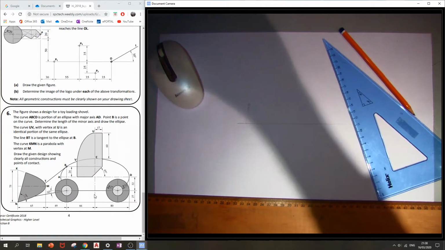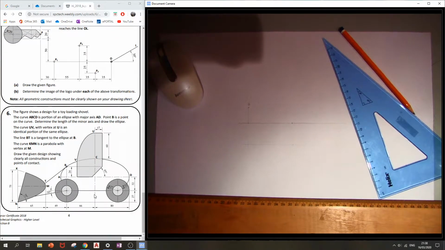Now, so just let me see. Is that too dark? Okay.